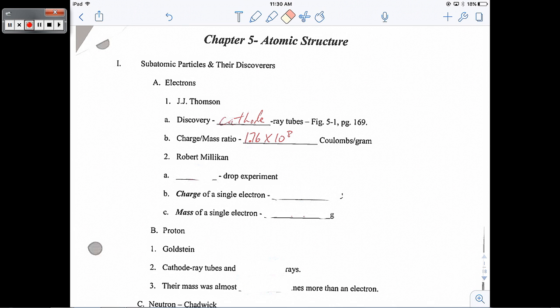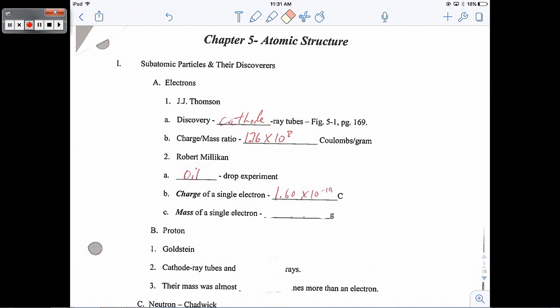So this other guy, Robert Millikan, came along and he did something called the oil drop experiment. We'll talk about that also a little more tomorrow. In college, I actually had the opportunity to recreate this experiment and measure the mass and charge of a single electron myself. We'll talk about that as well. But he discovered the charge of an electron. And then using J.J. Thomson's ratio and his discovered charge, he was able to also discover the mass.